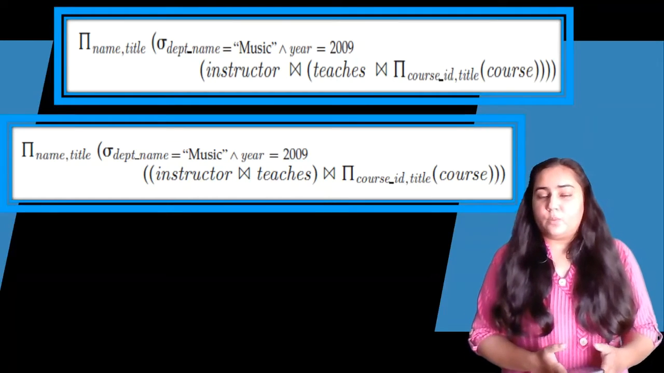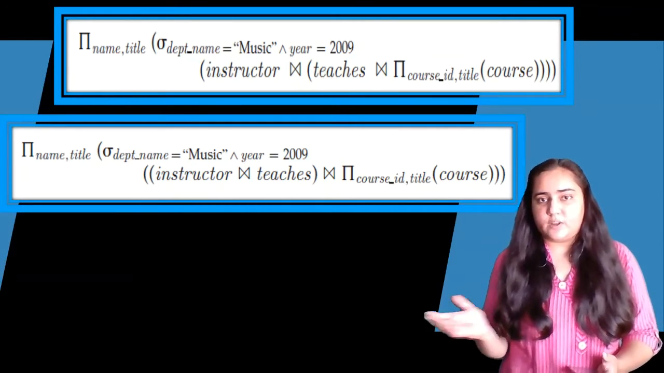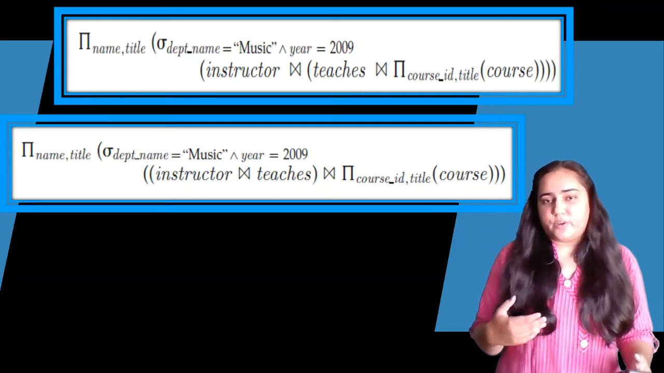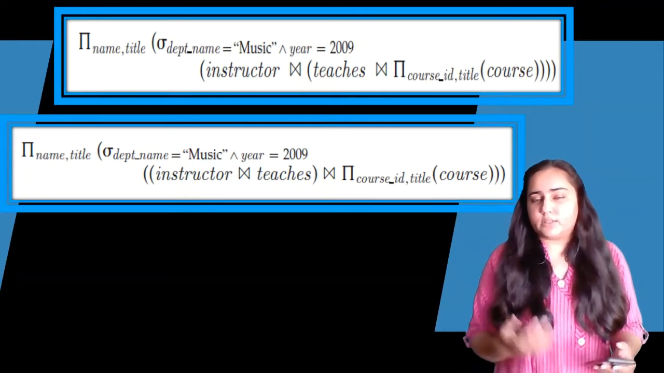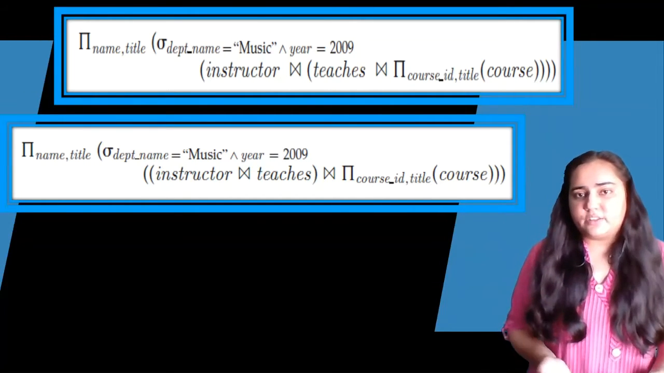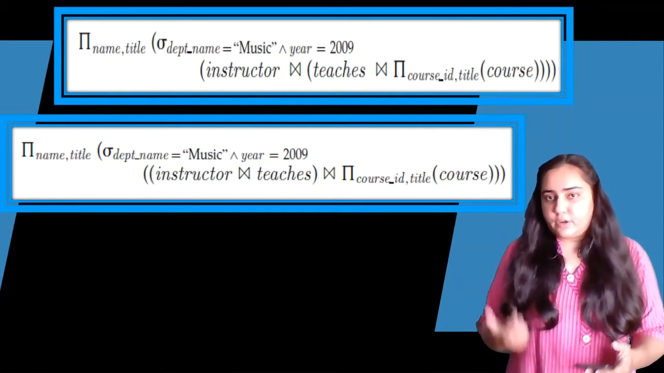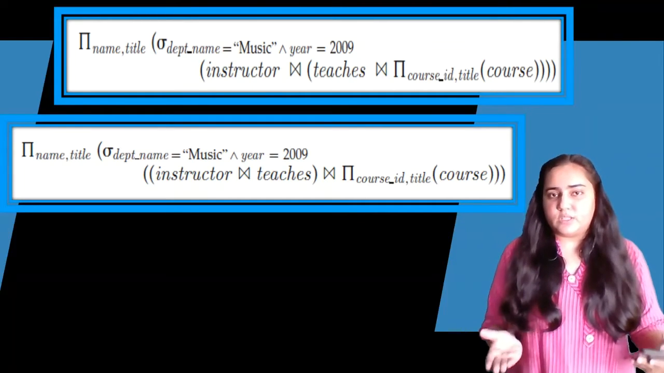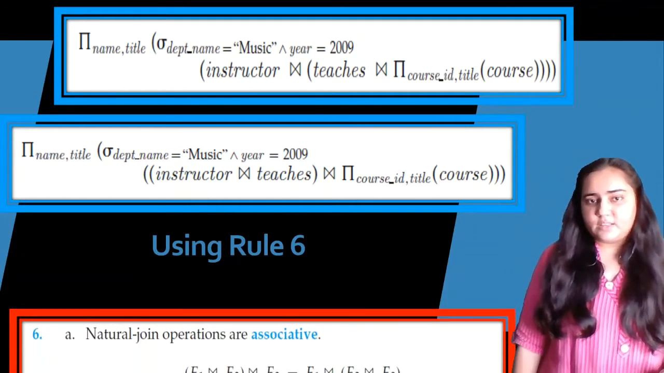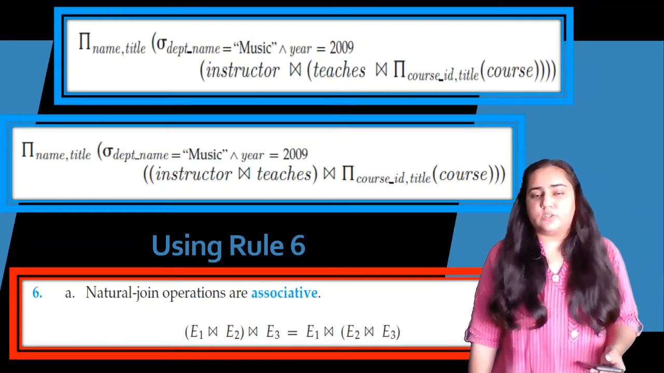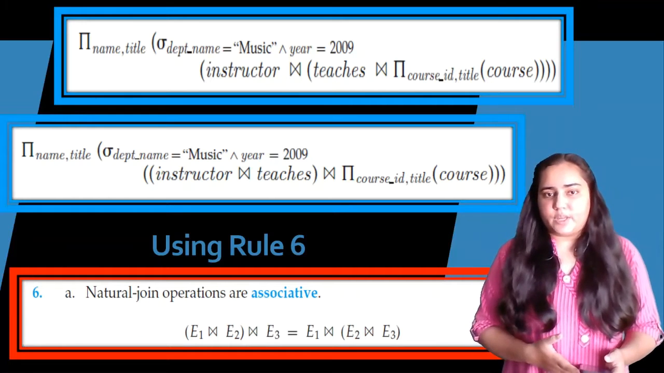If you look at it, I have performed a natural join between instructor and teachers. They are together in one bracket, and then I have taken a natural join of the result with course ID and title of course. That's the only difference. In the previous query, I did a natural join between teachers and course first, and then I did a natural join of the result with instructor. So you can guess which rule was applied. This is rule 6, which says that natural join operations are associative. I can change the order of brackets, and that's exactly what I have done here.